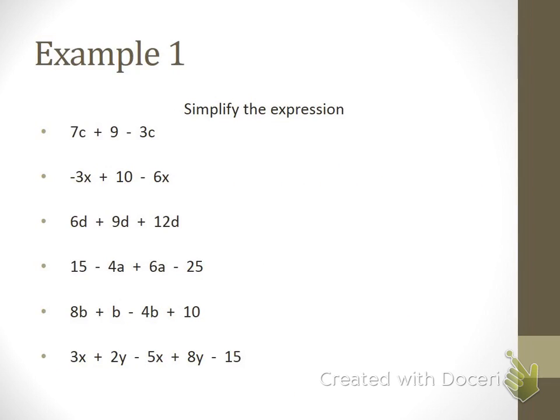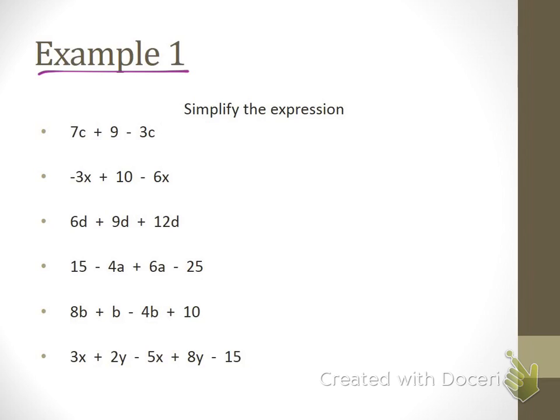Okay, so now let's move into example one. This is really the meat of the lesson, the most important part of the lesson: learning how to combine like terms and simplify these expressions. See, guys, we're not solving anything because have I told you what C equals? No. So there's nothing to solve here. All we're doing is simplifying, combining the like terms where we can. So the first thing we're going to do is use the commutative property to rearrange the terms so the like terms are next to each other.